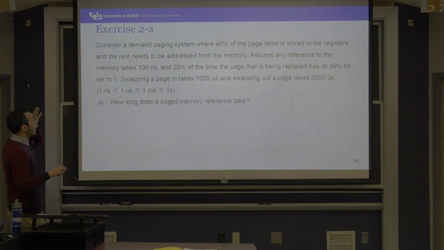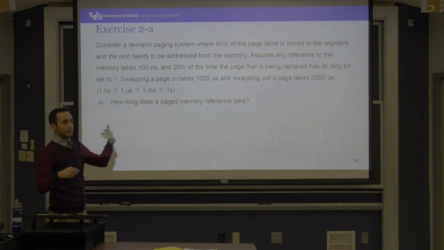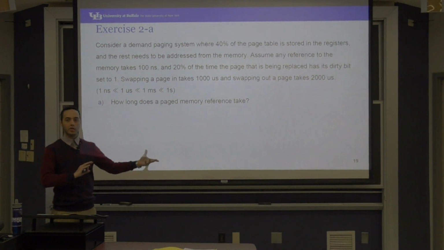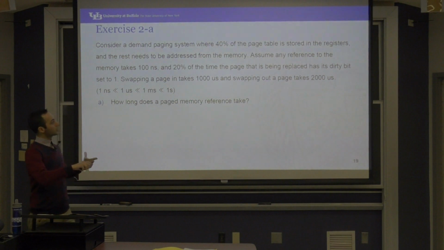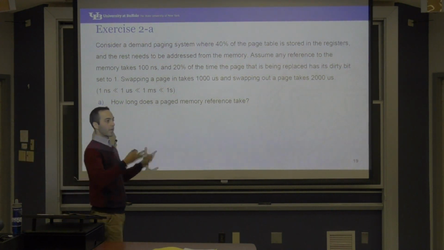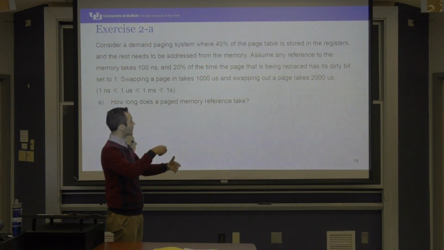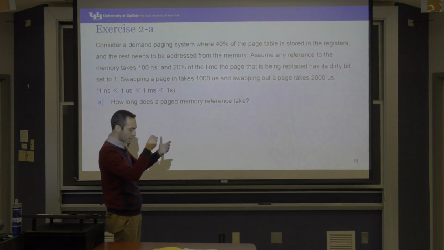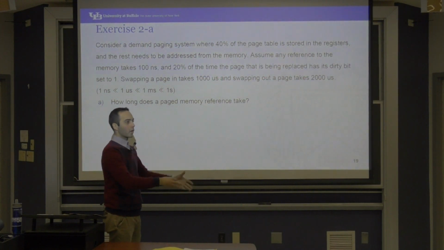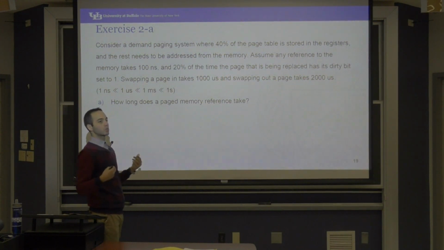Anyway, assume any reference to the memory takes 100 nanoseconds. That's a physical limitation. And 20% of the time, the page that is being replaced has its dirty bit set to 1. Now we're talking about virtual memory, right? So you might have a page fault ratio. The page fault ratio is any time that a page fault is happening. 20% of the time, you have to swap out. 80% of the time, you only need to swap in.